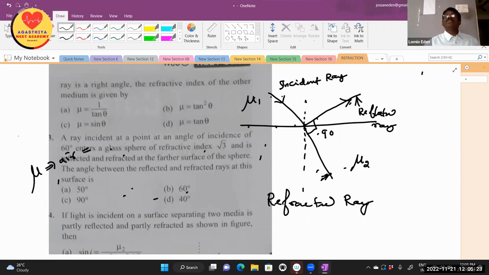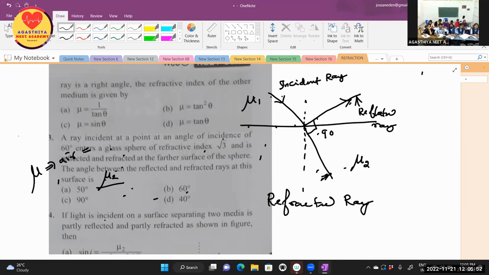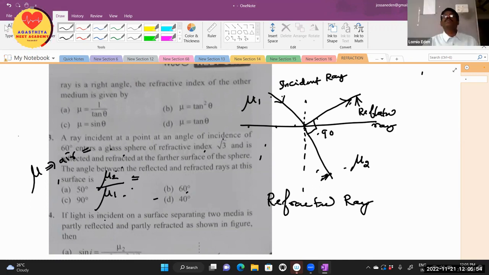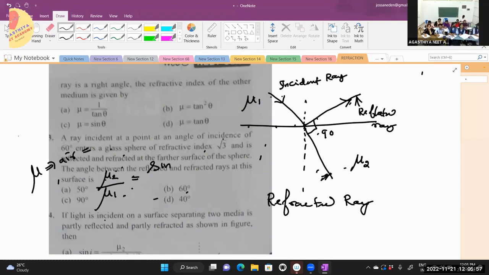Okay. Now, what is the question? We have to find out mu2. Now see the options. Mu in terms of 1 by tan theta. Mu in terms of tan square theta. Mu is sine theta and tan theta. You have to find the answer. The refraction phenomenon is governed by Snell's law. Mu2 divided by mu1 is equal to sin i divided by sin r.